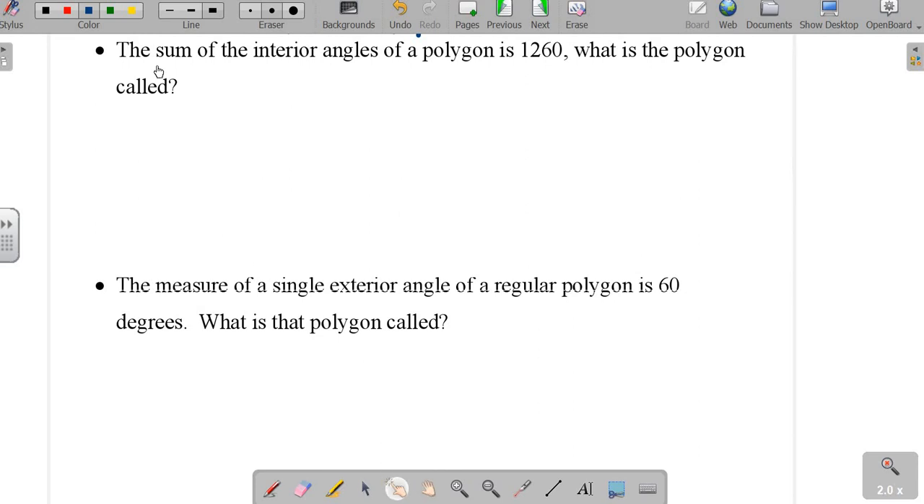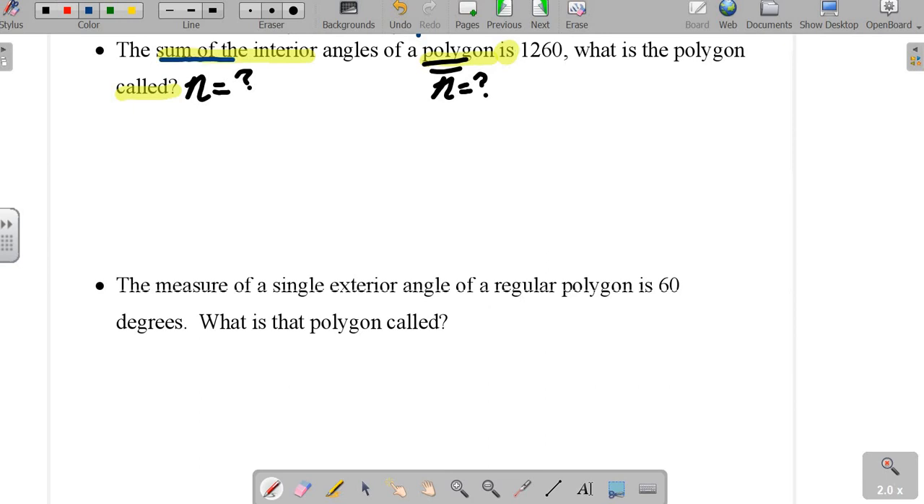Step number 2, let's read out loud. The sum of the interior angles of a polygon is 1260. What is the polygon called? Let's underline our keywords here. Sum of the interior angles. Polygon is important. Believe it or not, the most important word here is called. What is the polygon called? This is an indirect way of asking what is the n. We don't know the n here because the word poly is generic. It means you do not know the number of sides. So keep in mind that your n is unknown.